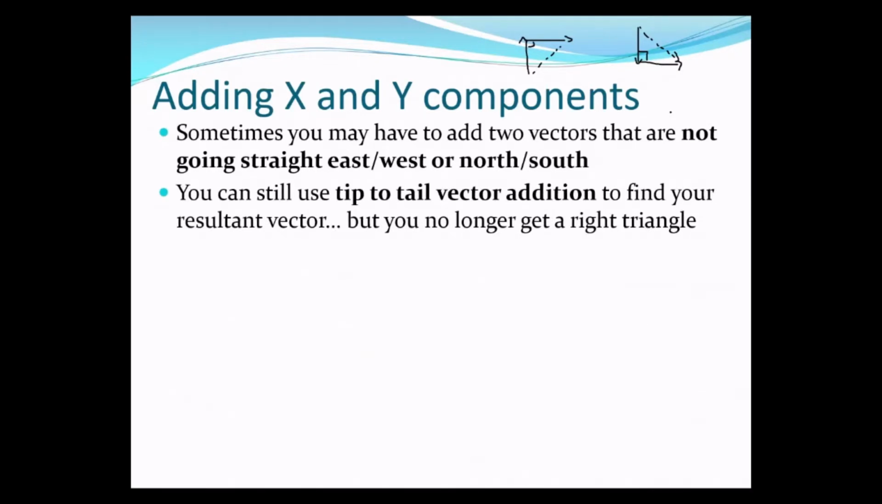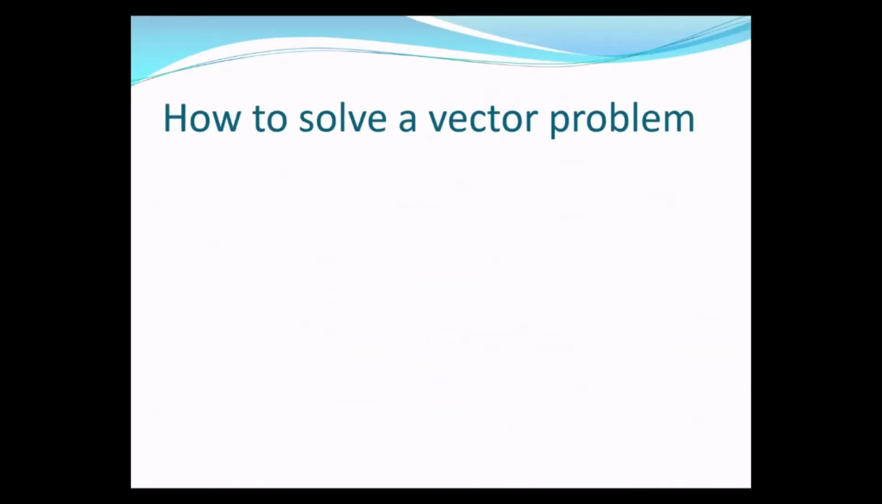So you can still use tip-to-tail vector addition to find your resultant vector, but the problem is you don't get a right angle triangle. So here's an example. We have two vectors, and if we add these tip to tail, and we draw on our resultant vector like that, you can see that this does not give us a right angle triangle, right? So we can't use SOHCAHTOA with this, and we have some problems, so we're going to learn how to do these types of questions.